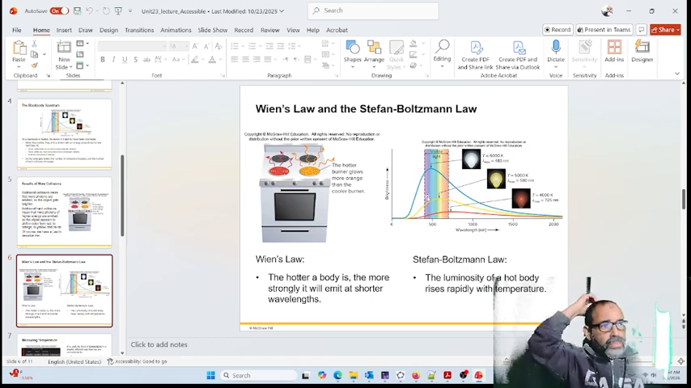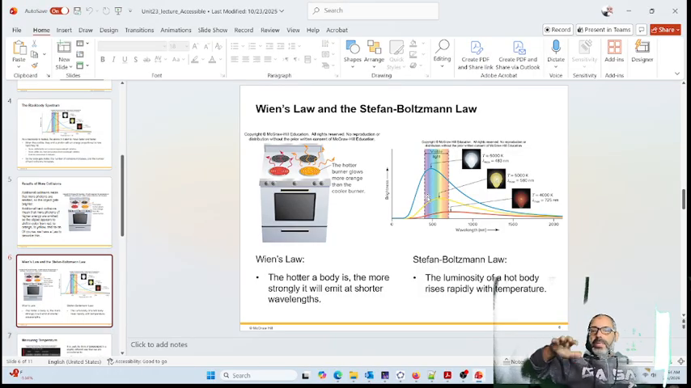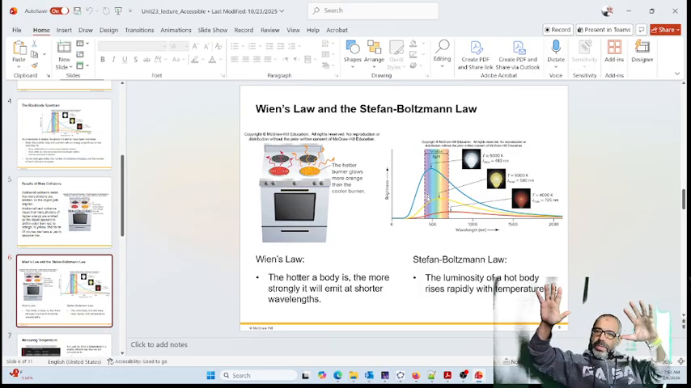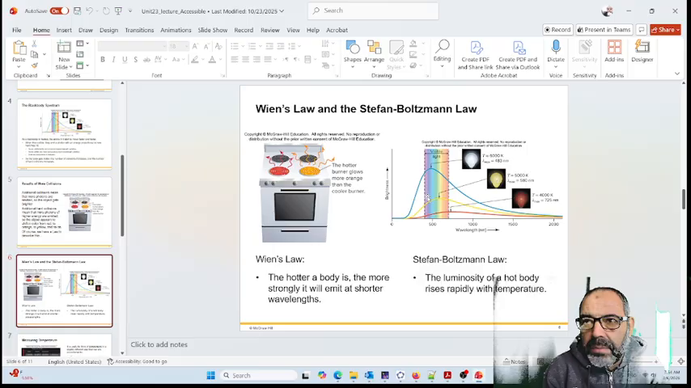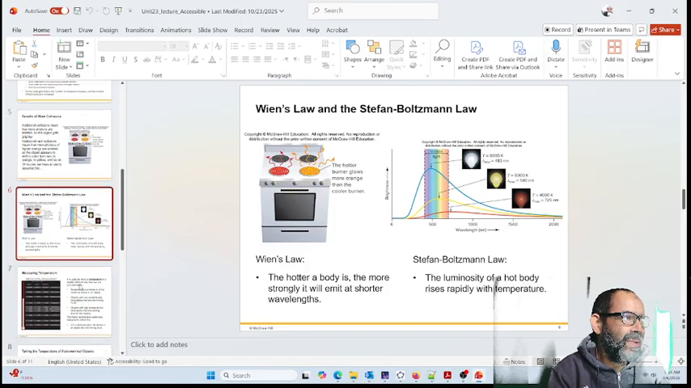So that's what the Stefan-Boltzmann law is basically saying: the energy emitted depends on the temperature. The more the temperature, the more energy. And that makes sense. The hotter the object, the more energy it's going to generate, because it takes a lot of energy to emit those frequencies.